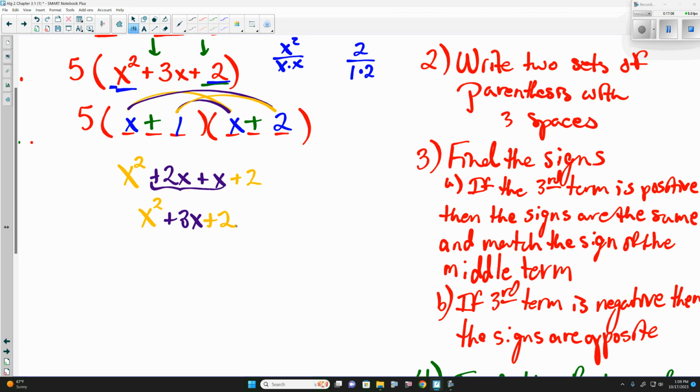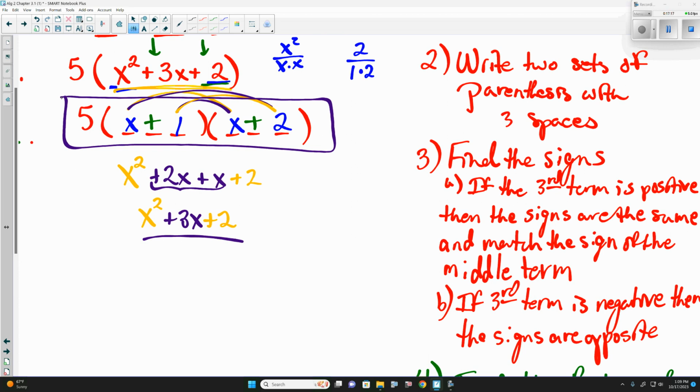Is this the same as what we had before we factored? Yes. So what that's telling us is that this here is the final answer. Our 2x plus x would indeed give us 3x. Questions on any of this here so far?